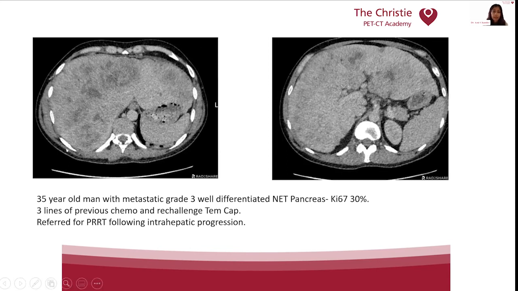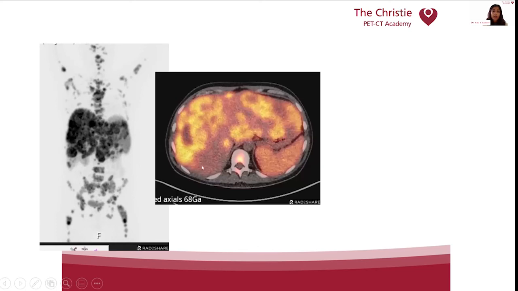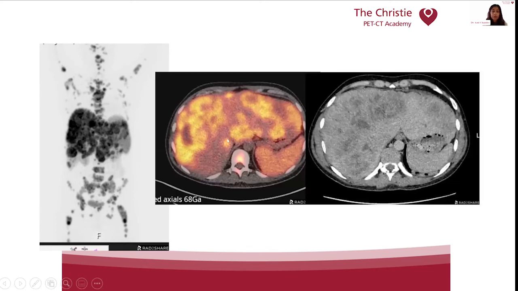And you can see from his CT that there is widespread metastatic liver disease, the liver contour is lobulated, and there is also hepatomegaly. And this was his gallium PET. So there is diffuse disease within the liver, and there's also multifocal metastatic and tracer positive disease within his skeleton, which was largely occult on CT. And this shows the axial fused images.